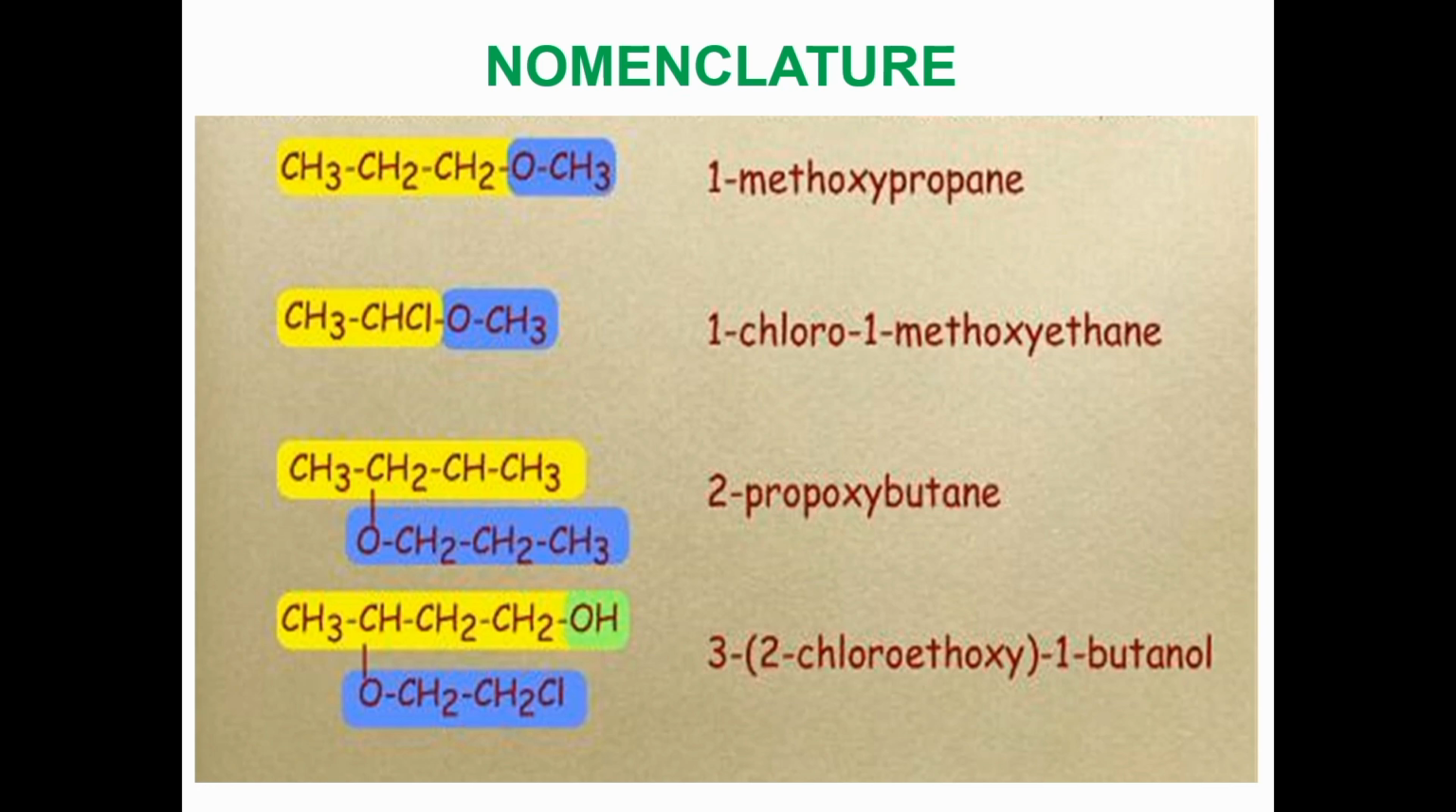The last one looks confusing, but look at the functional group: it is an alcohol. So we're going to name it as an alcohol. In that alcohol, we have a substituent on carbon number 3. That substituent on carbon number 3 is called 2-chloroethoxy. Why is it 2-chloro? Because we name it giving this oxygen priority. So the carbon that bears the oxygen is carbon number 1, then the one that bears chloro is carbon number 2. So we call it 2-chloroethoxy.